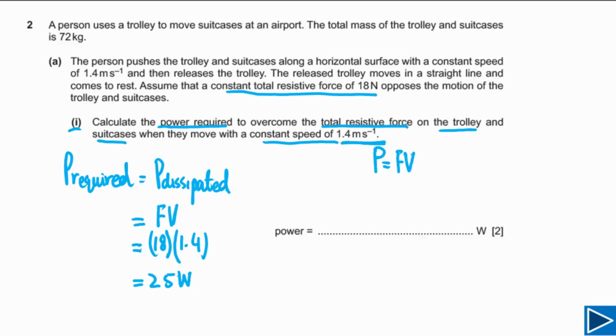And this question has 2 marks. The first mark is if you have written this formula, and this is a C mark. You will get the first mark. And the second mark is the answer mark. If you got the right answer, you will get the second mark.